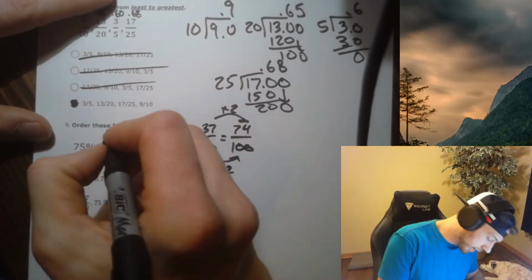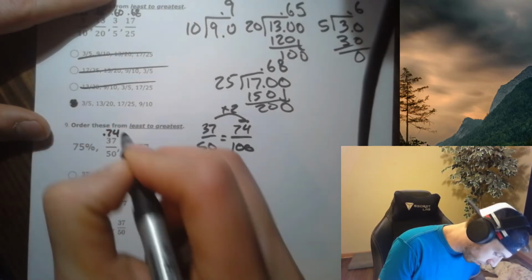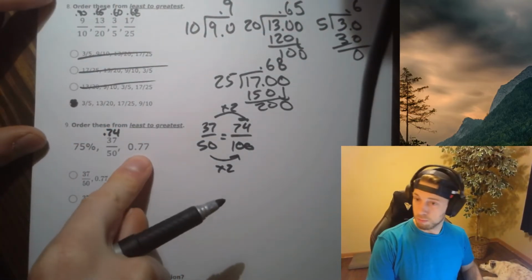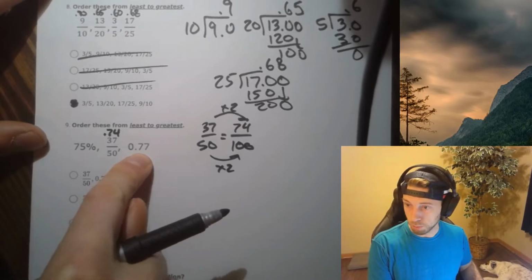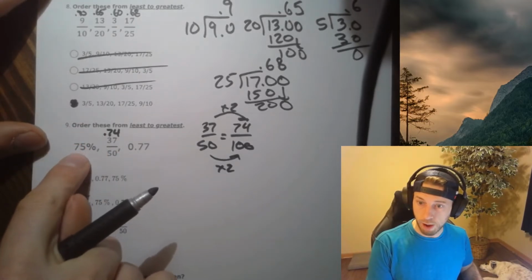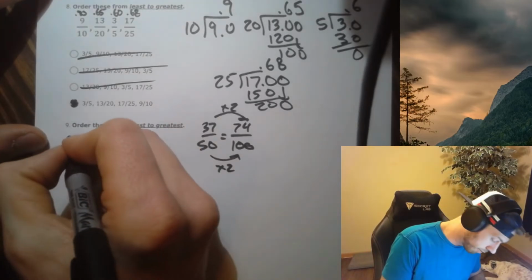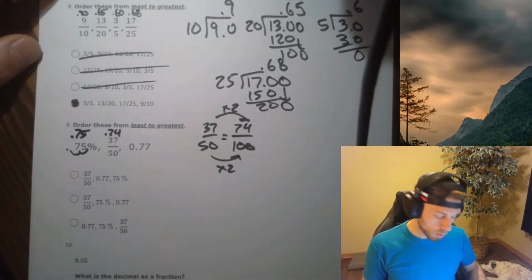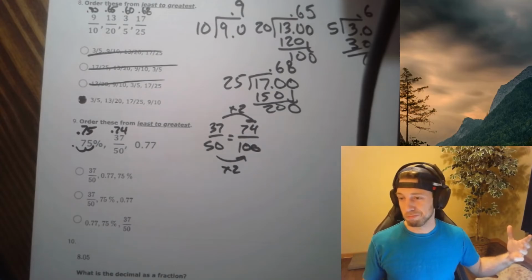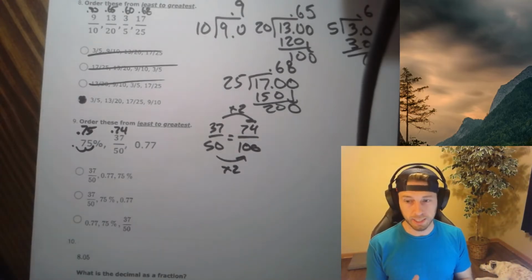So I know that this one right here is 0.74, right? 74 hundredths. I know that 77 hundredths already is a decimal. I'm going to leave it alone. And 75% as a decimal, all I got to do is move it over 2 spots. It's 0.75. So in order to put these in order from least to greatest, that wasn't too long of a process if we turn them into decimals.